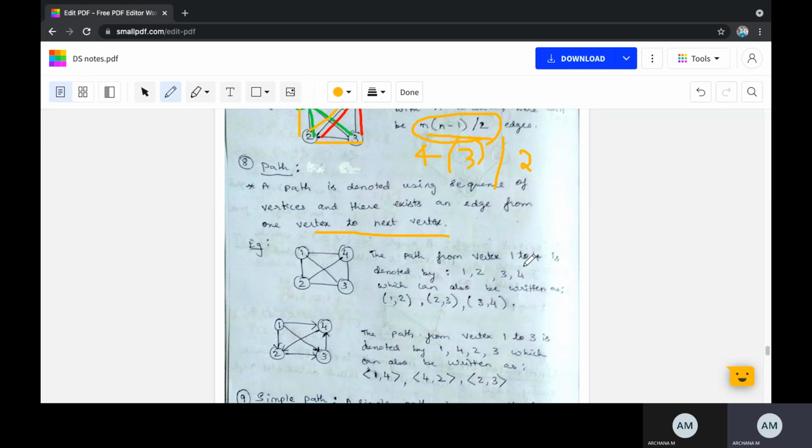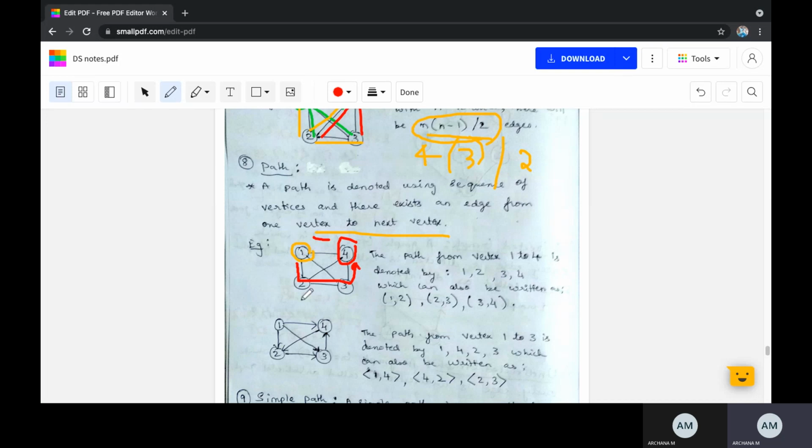Now look here, the path from vertex 1 to 4 is denoted by 1, 2. For example, I will take this as a starting city. I have to go to ending city 4. How can I travel from 1 to 4? Directly I can travel from 1 to 4, or I can come from 1 to 2, again from 2 to 3, again from 3 to 4 I can go. This is one path for me.